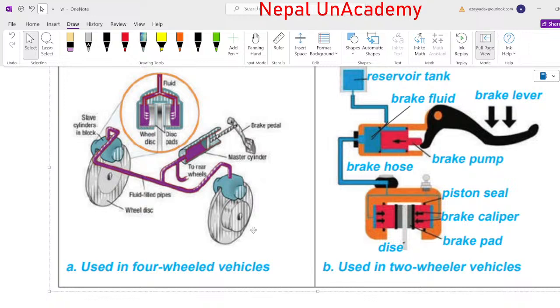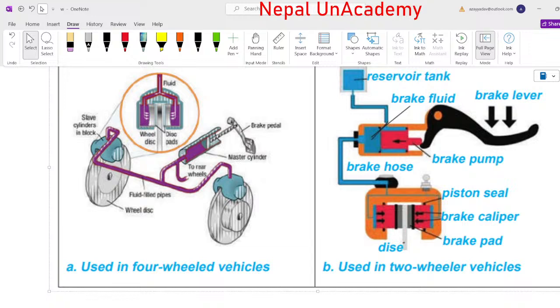Similarly, as shown in the figure, in a two-wheeler vehicle the piston of the master cylinder is connected to the brake lever. This is the brake lever, the black part that we apply when we ride. We observe there it's a brake lever. Brake cylinders are located on the wheels of two-wheelers. The piston of the brake cylinder is connected to the brake shoes or brake pads.